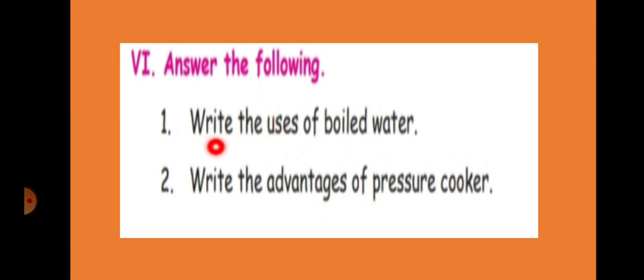The first one, write the uses of boiled water. I have already sent you the uses of boiled water. It destroys microorganisms, it destroys bacteria. Okay, it is safe to drink. Next, write the advantages of pressure cooker. What are the advantages? It is very easy, right? Cooking in the pressure cooker is very easy and the food nutrients will be retained. It saves time. So, advantages, right?